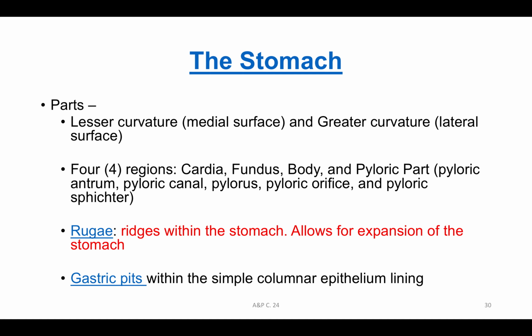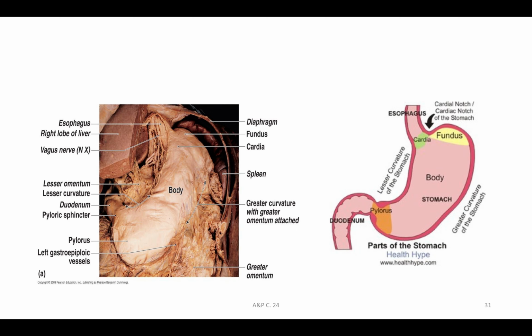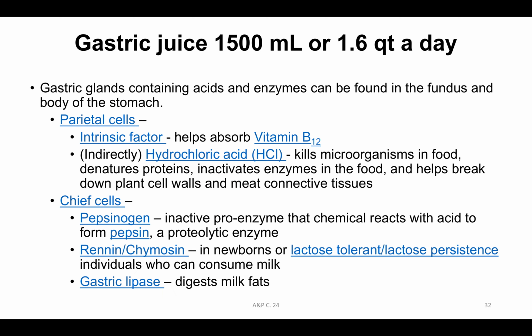But an important thing to remember is that within our stomach, there are little ridges when our stomach is empty, and those ridges are called rugae. What those ridges do is allow for expansion. So when your stomach fills up, those ridges allow for expansion, and they're going to start to disappear. Just pictures of what an actual stomach looks like and a diagram of one.